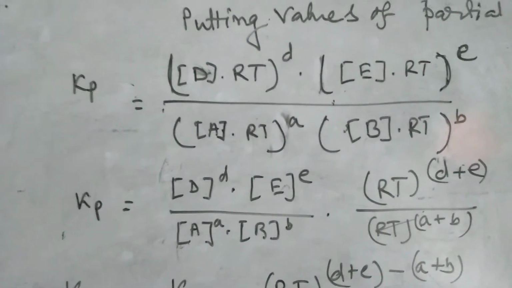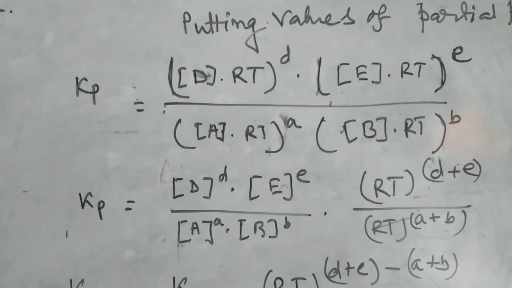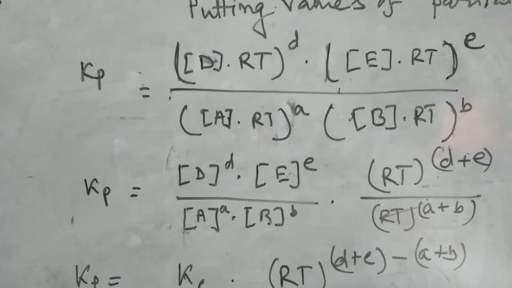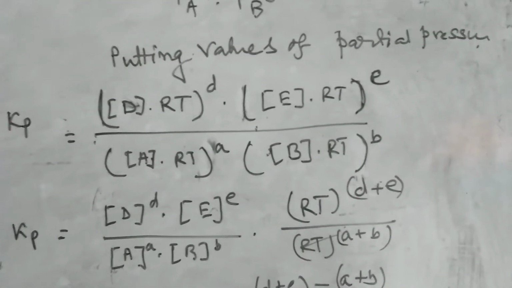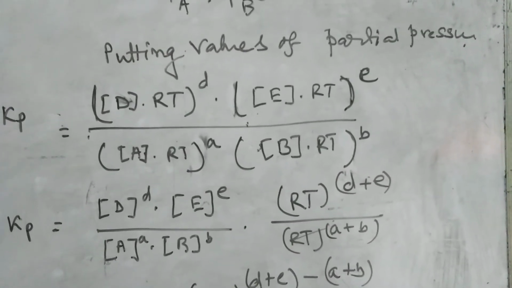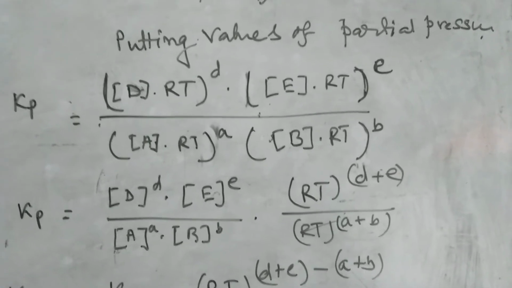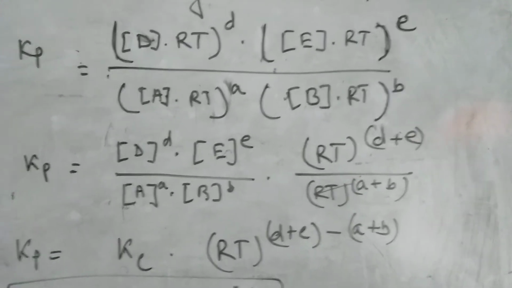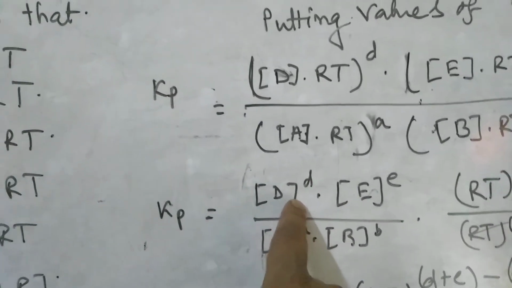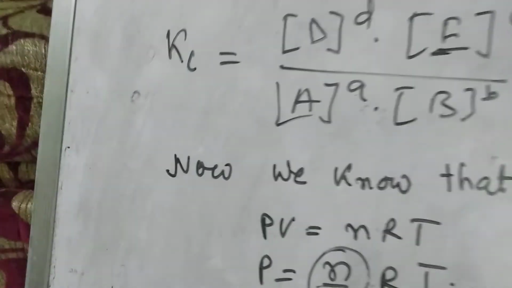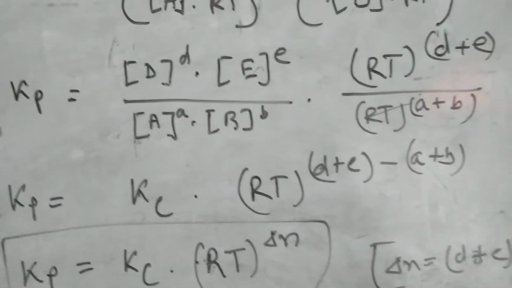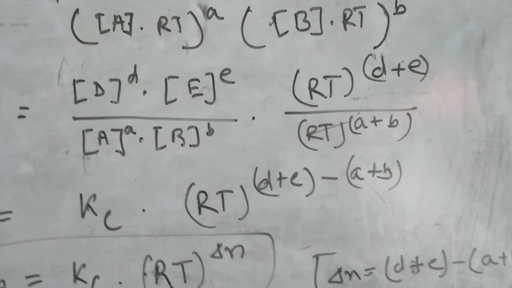Now we rearrange it: concentration of D to the power d into concentration of E to the power e, by concentration of A to the power a into concentration of B to the power b, and we write RT to the power d plus e, divided by RT to the power a plus b. Now what does this mean? This is equal to Kc. Already we have written that Kc equals that. So we write that Kp equals Kc into RT to the power (d plus e) minus (a plus b).